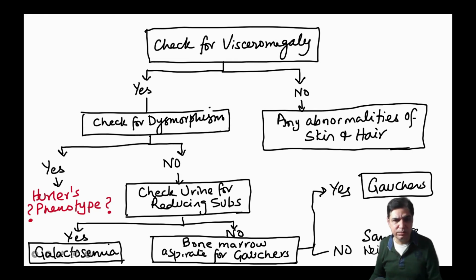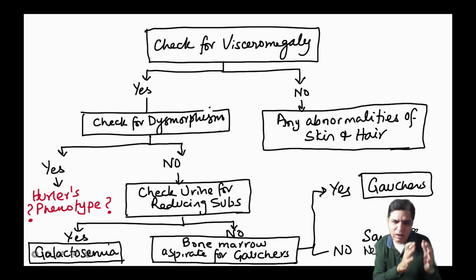aspirate for Gaucher cells. Gaucher cells are white blood cells that have a particular appearance, a crumpled paper appearance inside the cytoplasm. That is what we call Gaucher cells. If that is present, you are dealing with Gaucher disease. If it's not, like if there are more vacuolated structures within the cytoplasm and no Gaucher cells, you're probably dealing with Sandhoff syndrome or probably Niemann-Pick syndrome. Now that makes it easy.